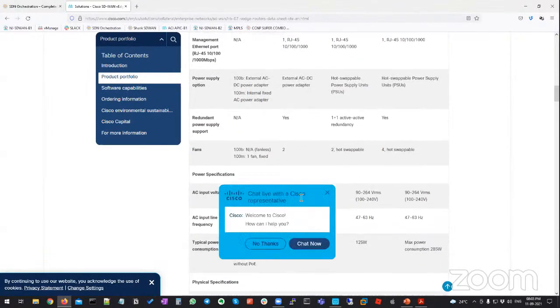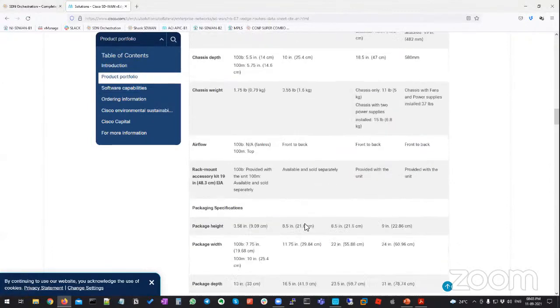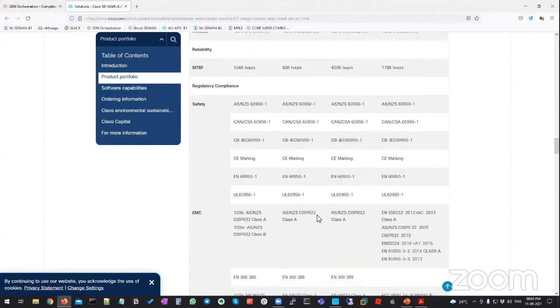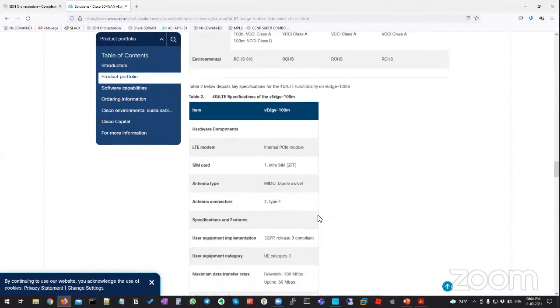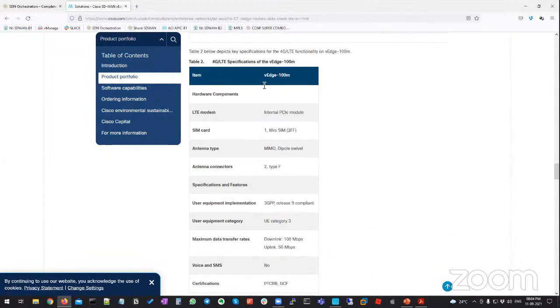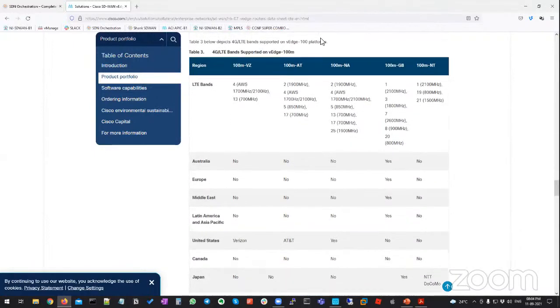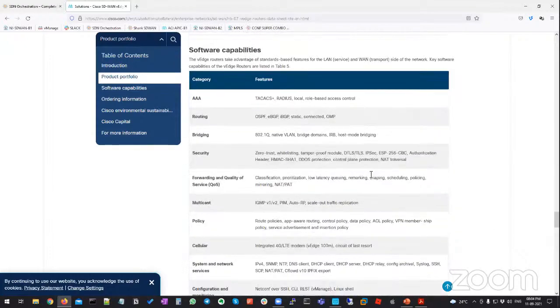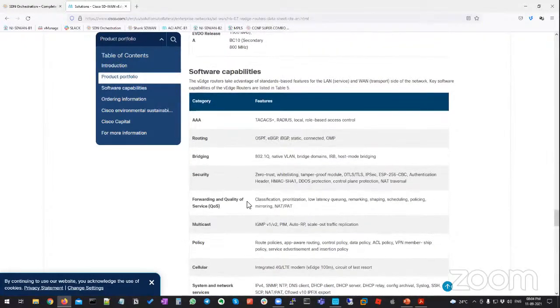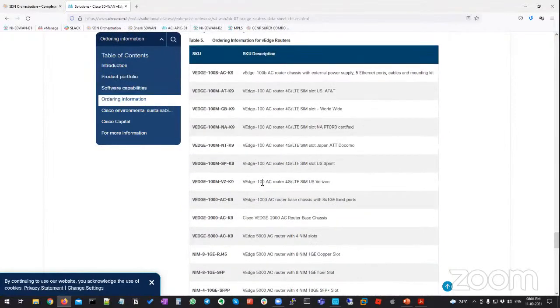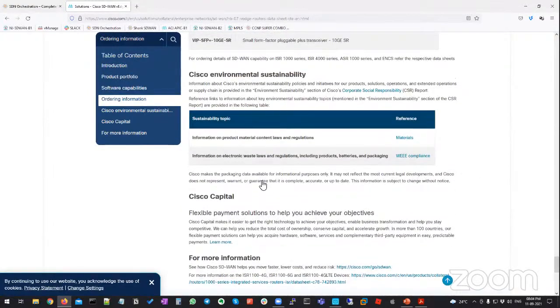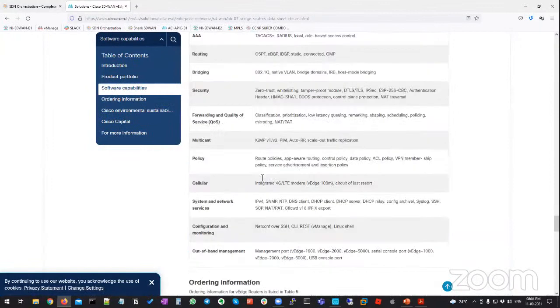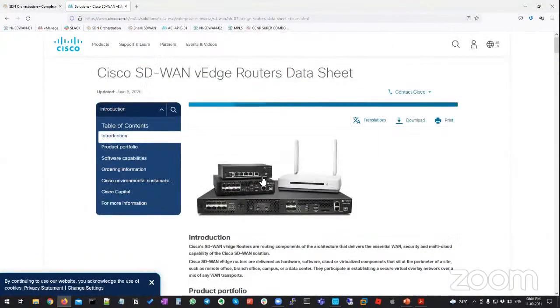Okay, and it has the complete sheet where you can check between different types of models and you can select as per your bandwidth. So for example, here if you see vEdge 100, it can support a downlink of 100 Mbps, uplink of 50 Mbps only. So that way, you have different types of models. Okay, then whatever the software capabilities, again, they can support a lot. So this way you can check the complete sheet.